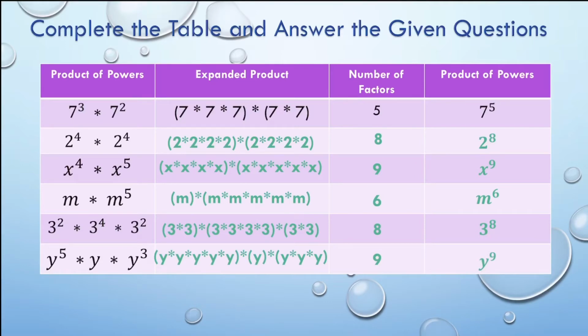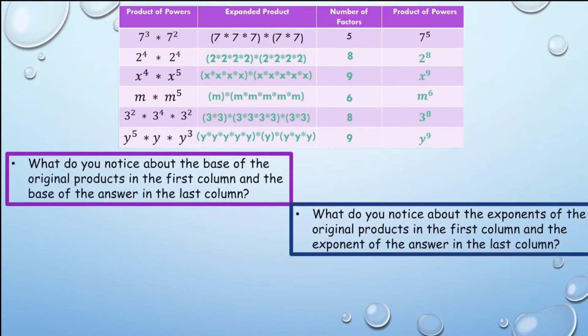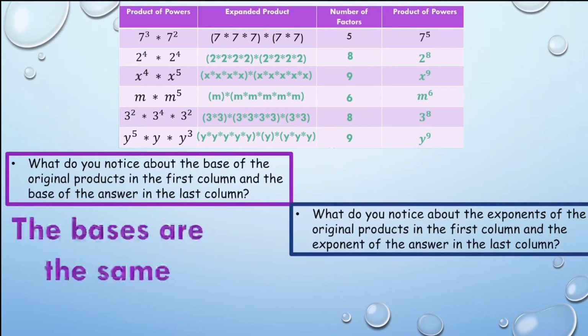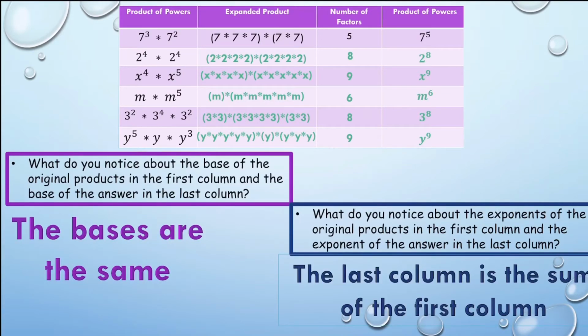Now, this is something you can do all the time. But let's take a look at this. Let's look at the table as a whole. Do you notice something about the base from the first column to the last column? You should have said the bases are the same. Perfect. What do you notice about the exponents? The exponents from column 1, the first column, to the last column. The exponents are added. That's how we got the last column from the first column.